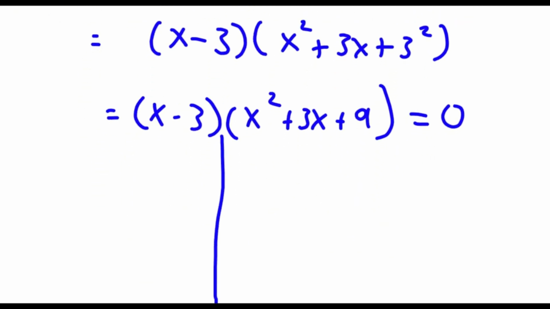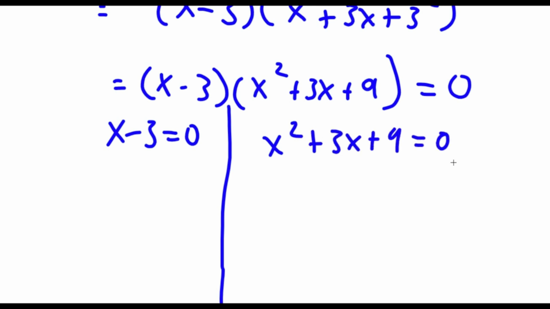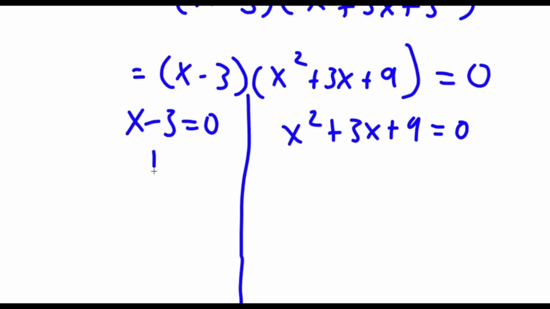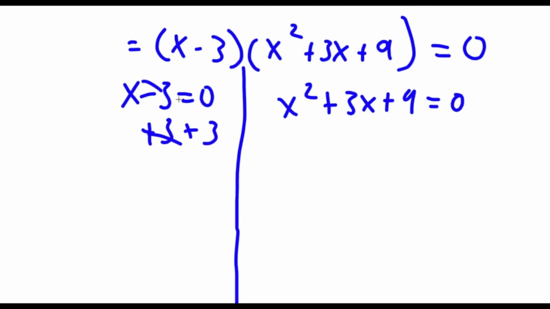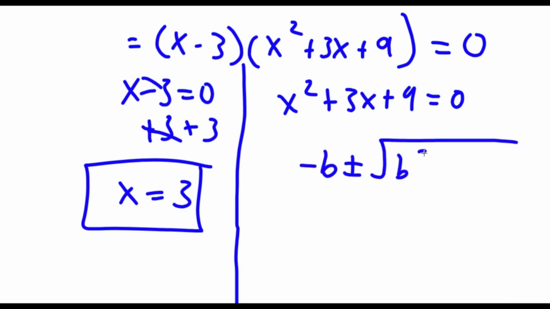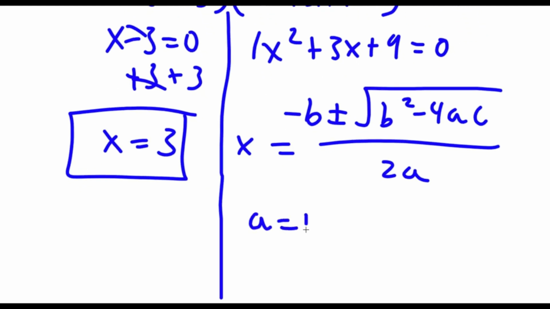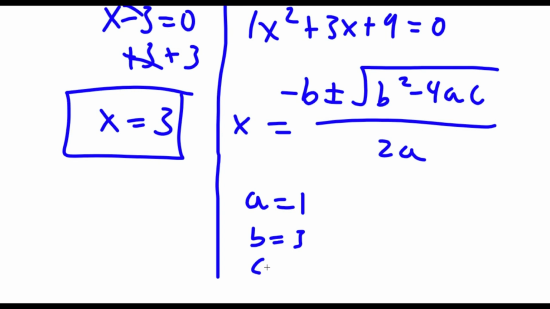So now this gives me two equations. I have x minus 3 is equal to 0, and I also have x squared plus 3x plus 9 is equal to 0. So for x minus 3 equals 0, all I have to do is add 3 on both sides. These two cancel out, and I'm left with x is equal to 3. So this is one solution. Now for x squared plus 3x plus 9 equals 0, I'm going to be using the quadratic formula, which is negative b plus or minus the square root of b squared minus 4ac all over 2a. Now in this case, a is equal to 1, b is equal to 3, and c is equal to 9.